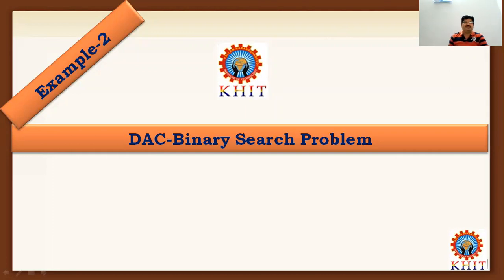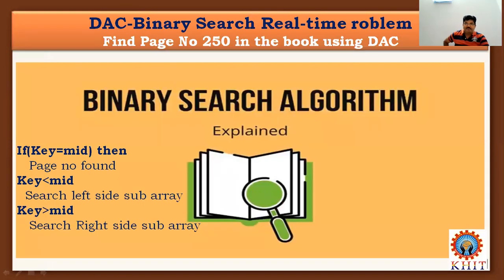Now let us see a real-time example. This is one of the familiar real-time examples related to binary search. The example is: find page number 250 in the textbook. Find page number 250 in the textbook using divide and conquer.